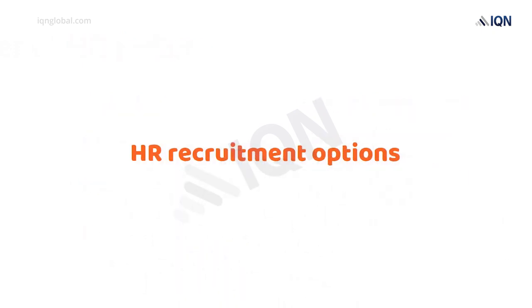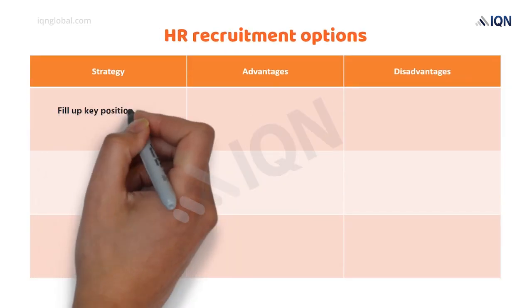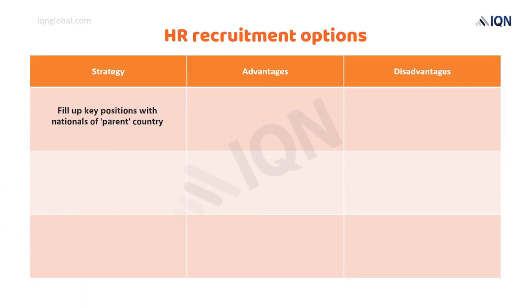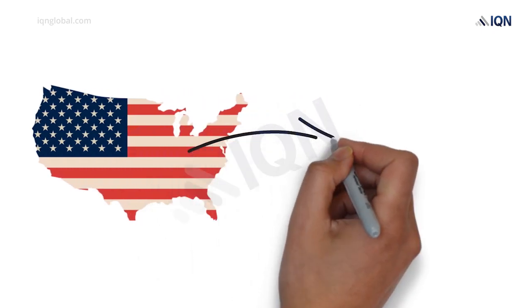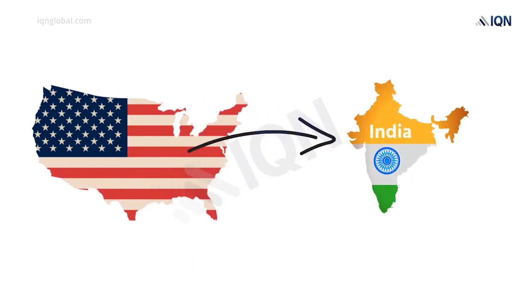There are 3 HR recruitment options available to multinational companies. One option is to fill up key positions with nationals of the parent company. For example, a U.S. multinational transfers its U.S. employees to key positions in a foreign subsidiary in India.